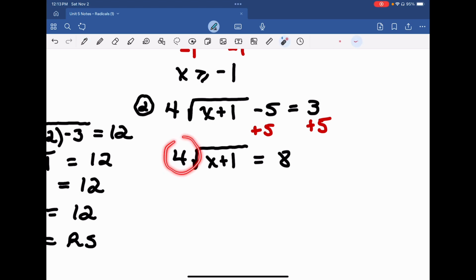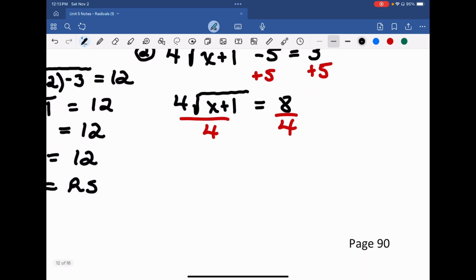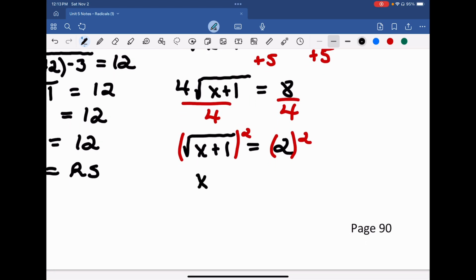Now, if you have a coefficient term and you can divide it, I highly recommend you do. So in this situation, I'm going to divide both sides by the 4. When I divide both sides by 4, it eliminates it from the left-hand side, and I have the square root of x plus 1 is equal to 8 divided by 4, which is 2. Now I'm going to square both sides in order to get rid of the radical, or to get rid of the square root. This gives me x plus 1 is equal to 4. And if I subtract 1 from both sides, I'm going to end up getting that x is equal to positive 3.